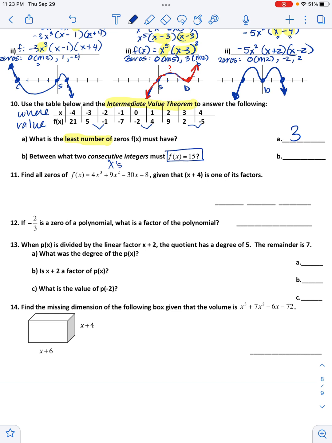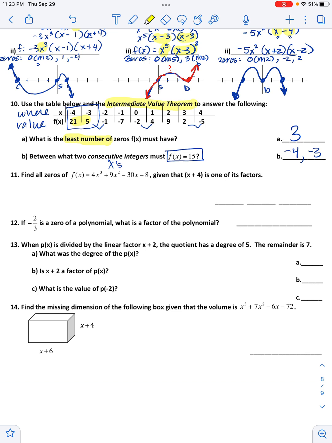Okay, well, take a look at it. I'm looking for 2 numbers, one bigger and one smaller than 15. This appears to be the only place. If you are at a y value of 21 and you're cruising down to a y value of 5, you will at some point hit 15. So that is going to mean that somewhere between the 2 consecutive integers, -4 and -3, you are going to hit a y value of 15. That's just conceptually the intermediate value theorem.